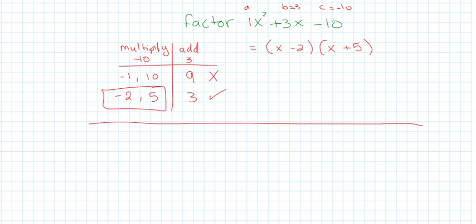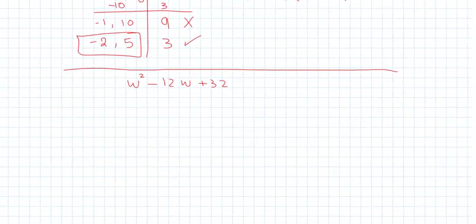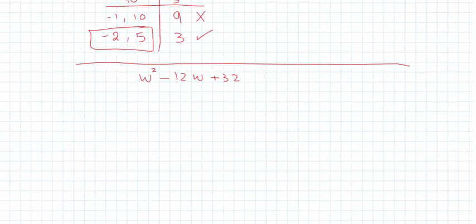So I want you to work on the following right now. You are going to do y squared minus 12y plus 32. And then I want you to factor t squared plus 4t minus 21. So these are the two questions that are left from the first page.